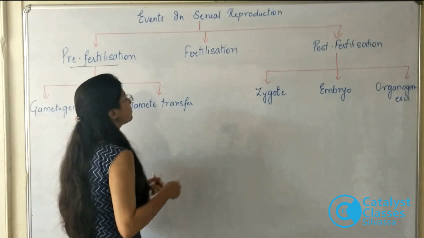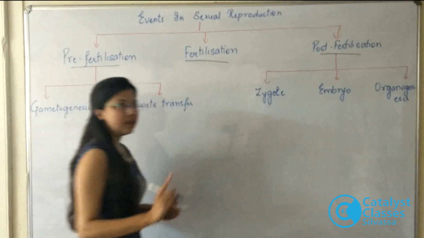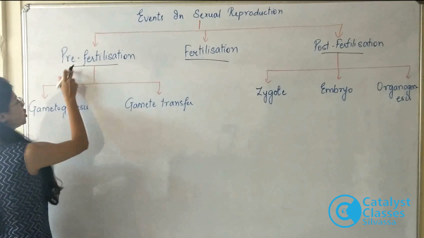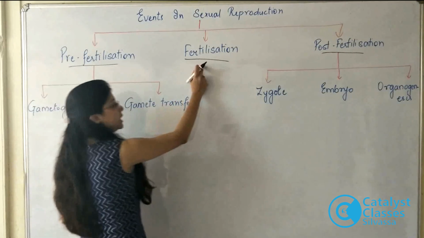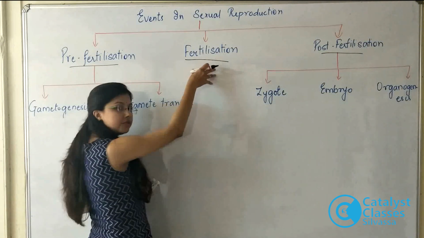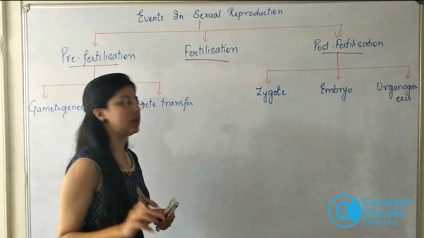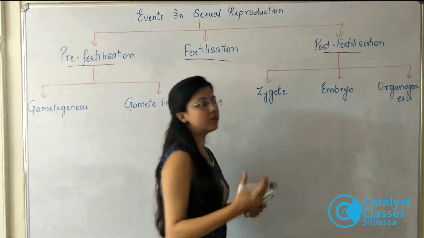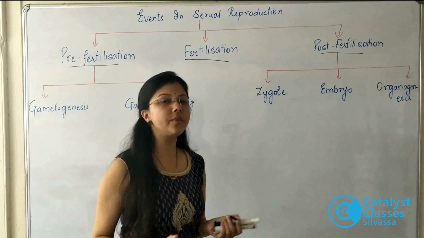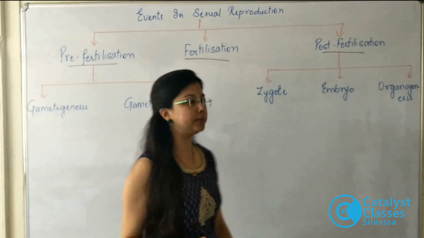Pre-fertilization event, fertilization and post-fertilization. Now, as the name says, pre-fertilization, pre is prior to the process of fertilization. Then the second or the main part is the fertilization, during which the fusion of male and female gamete is taking place. And then comes the post-fertilization event, that is after the process of fertilization, whichever events will be taking place, those are called the post-fertilization events.